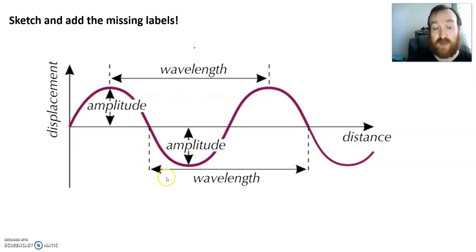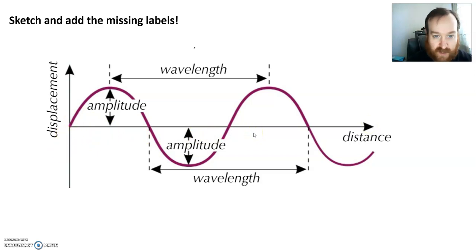If you've drawn your wavelength here, make sure it's where the wave crosses. Skip one and it's the next one, because it's the same point on the next cycle of the wave that is the wavelength. If you wrote equilibrium as the distance here, give yourself half the mark, because you could call that line the equilibrium as well as the axis. It's the equilibrium, the zero displacement line.